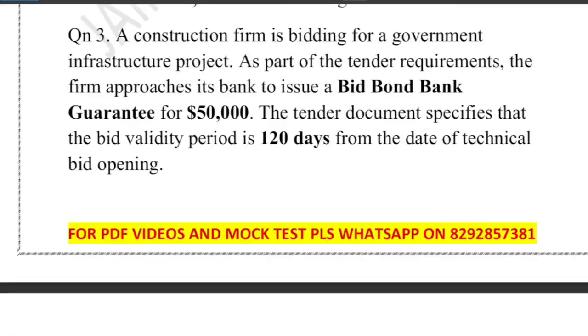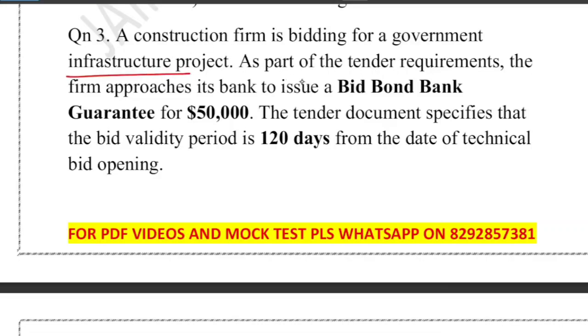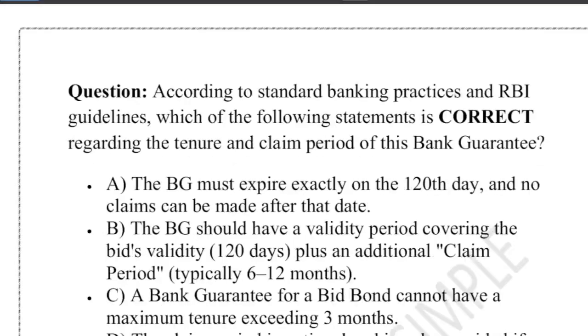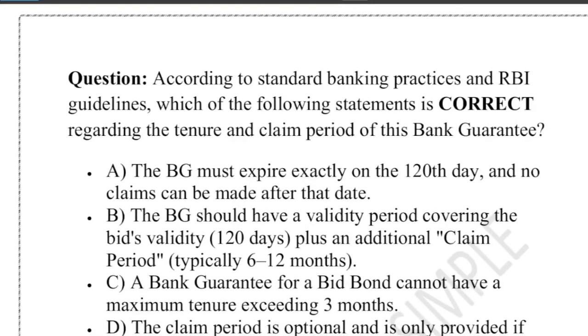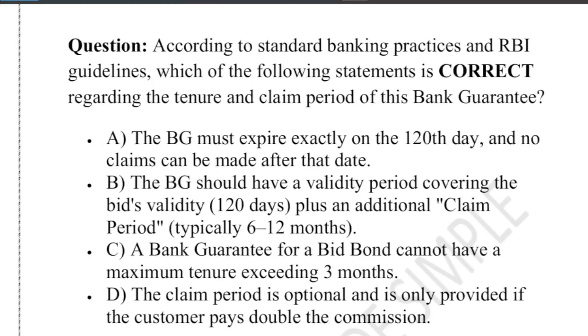Now question number 3. Very good question it is. So friends, the question is regarding a construction firm bidding for a government infrastructure project. As part of the tender requirement, the firm approaches its bank to issue a bid bond, a bank guarantee of $50,000. The tender document specifies that the bid validity period is 120 days from the date of technical bid opening. According to standard banking practice and RBI guidelines, which of the following statements is correct regarding the tenure?